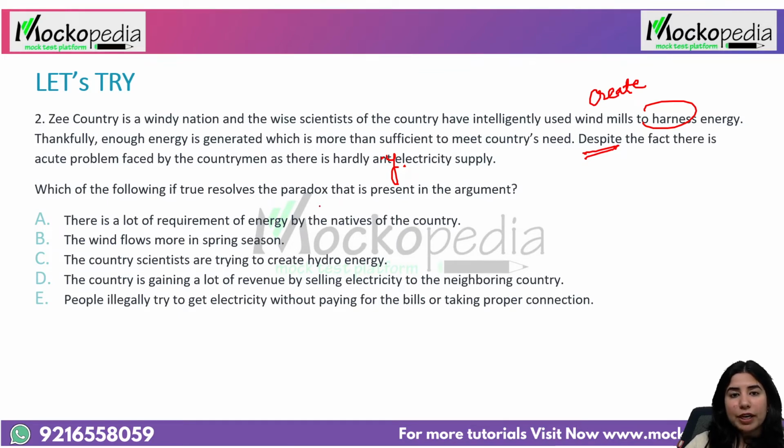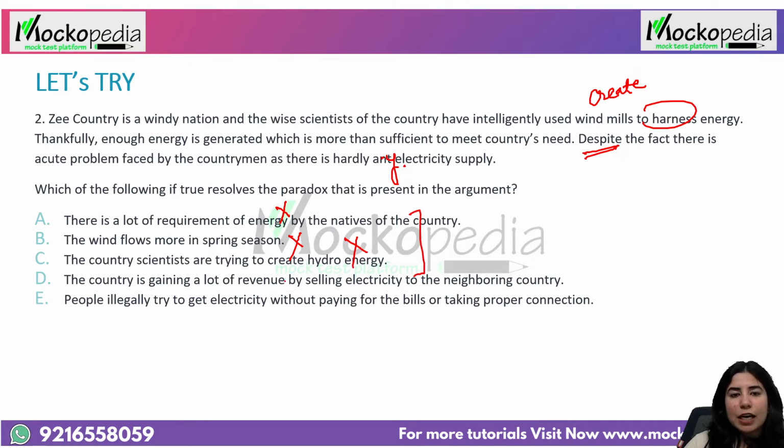So let's take a look at the options. There's a lot of requirement of energy by the natives, so this is not giving us an answer as to why, despite having a good production, people are getting an acute shortage. The wind flows more in spring season, irrelevant. The country's scientists are trying to create hydroelectricity. I think these three are pretty straight eliminations.